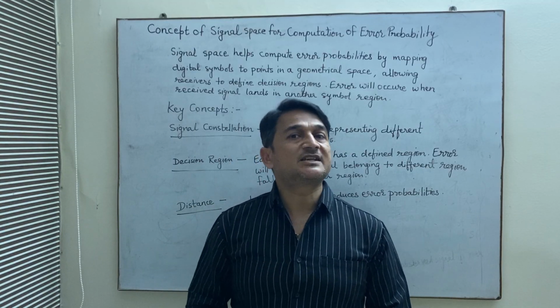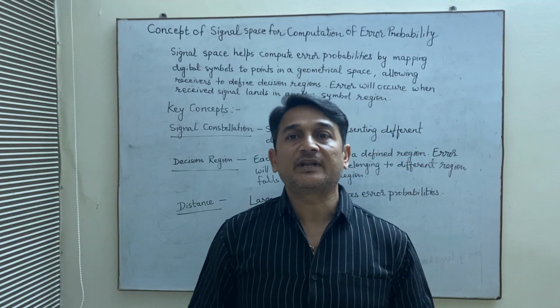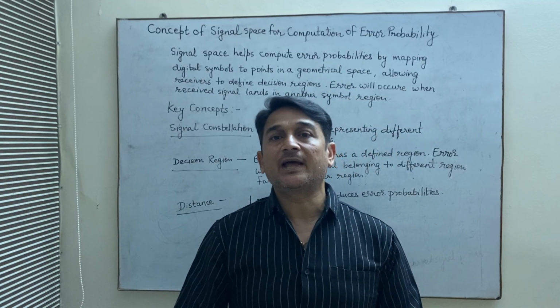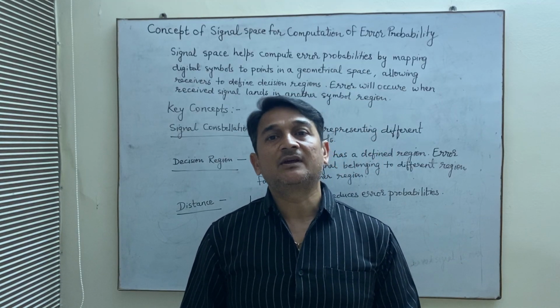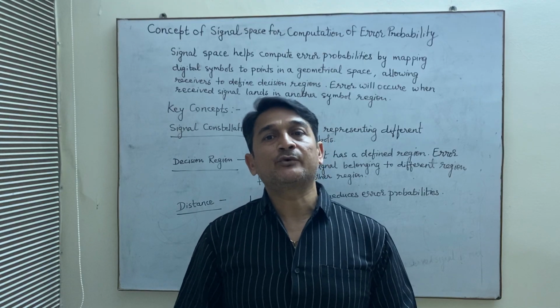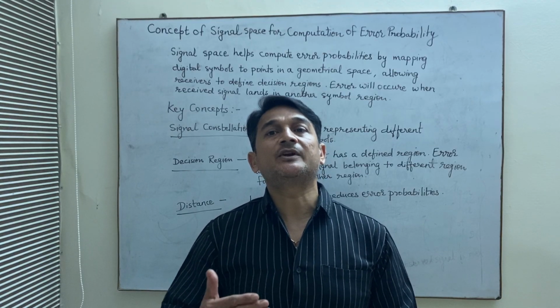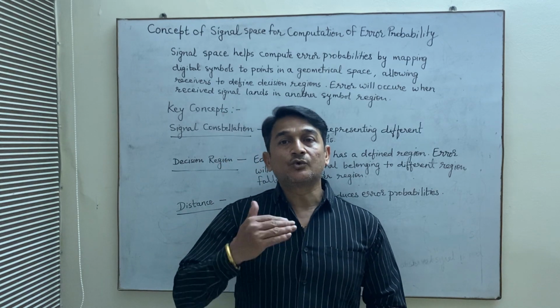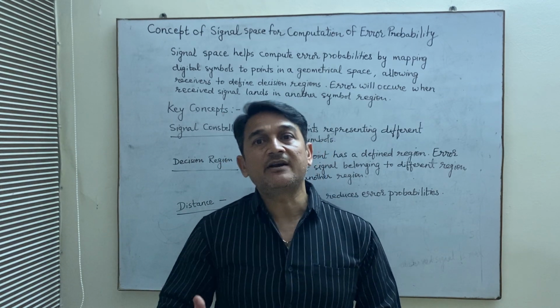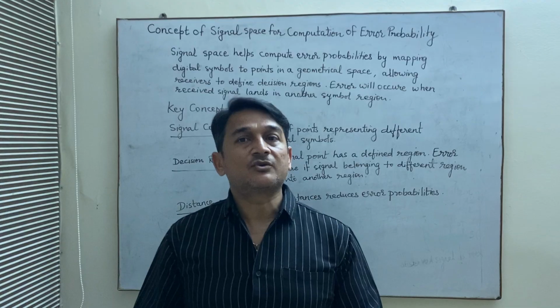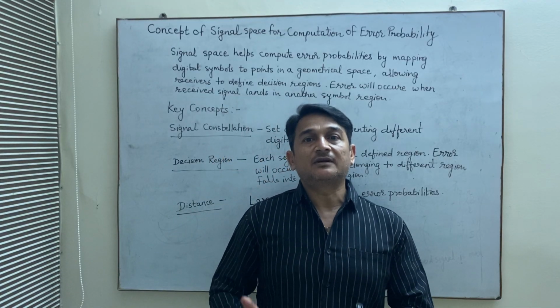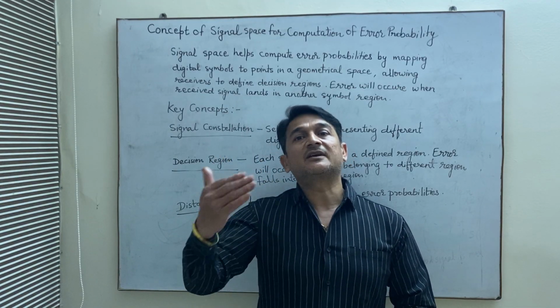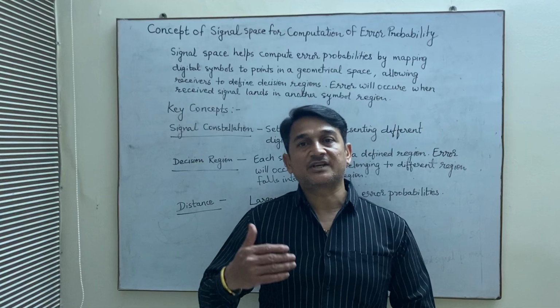A very simple example can also be taken: there is a hotel having 15 floors and every floor has 15 rooms. So there are 15 cross 15, 225 possibilities for the signals. So 225 signals can be accommodated in that particular space. Likewise, there is a space, and in that space n number of signals can be accommodated.